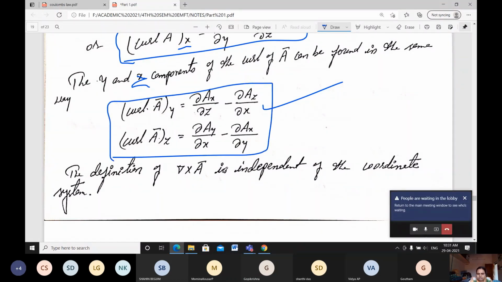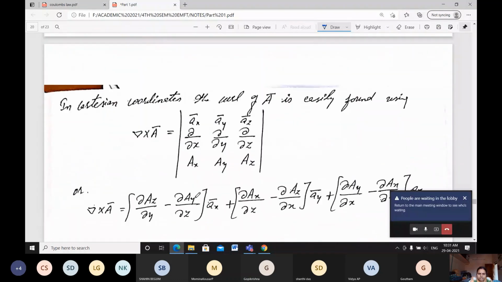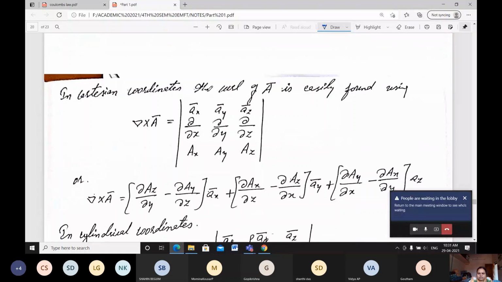The definition of the curl of a vector A is independent of the coordinate system. It is not depending on any of the coordinate systems. Then in the Cartesian coordinate system, the curl of a vector is written as del cross vector A, with the determinant of dou by dou x, dou by dou y, dou by dou z, and then the components of our vector Ax, Ay and Az.